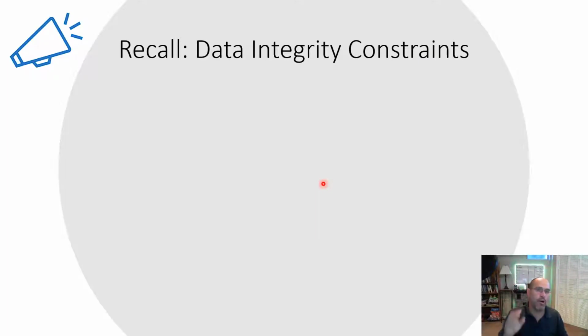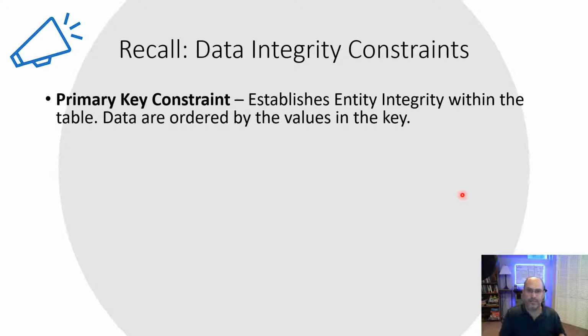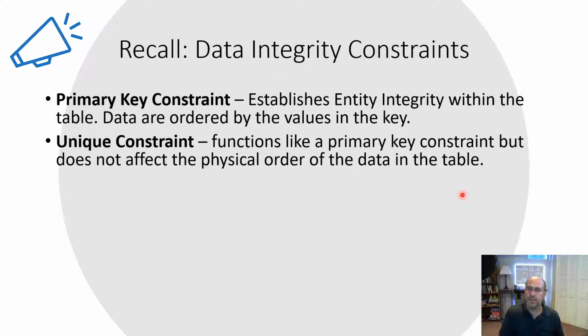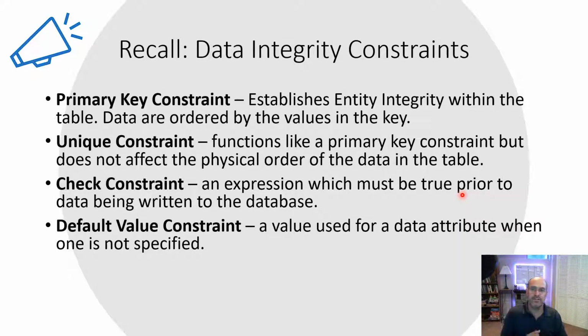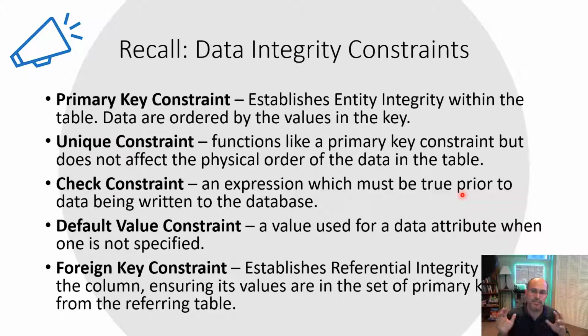So before we get into more alter table, let's talk again about the data integrity constraints. These are from the last unit. So we have the primary key constraint, which establishes entity integrity. We know about that one. There's a unique constraint, which allows us to take a natural key and make sure that it functions as a true natural key. It also lets us establish entity integrity when we have a surrogate key. We can have a check constraint, which is a condition that must be true prior to data being written, and a default value constraint, which is used when no value is specified. It's the value that will be used instead. And then, of course, the foreign key constraint, which establishes referential integrity.